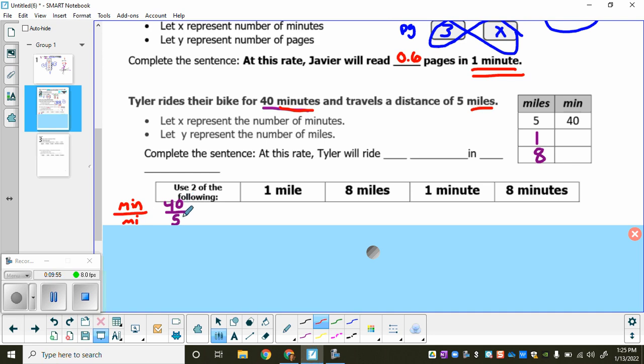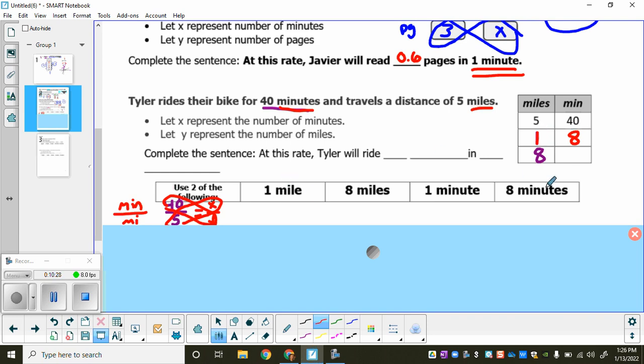So 40 minutes to ride 5 miles. And now we're going to see how long it would take to ride 1 mile. That's going to be us right here, putting in the 1 mile and seeing how long it would take. Now, if we cross multiply right here, 40 times 1, it's 40. And if I do 40 divided by 5, I get an 8. So it would take 8 minutes to ride 1 mile.